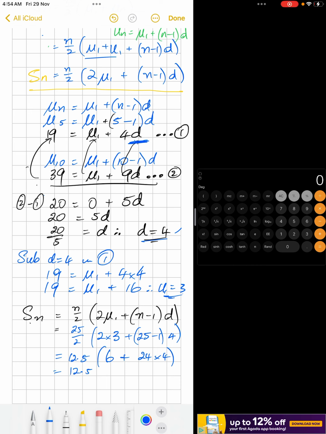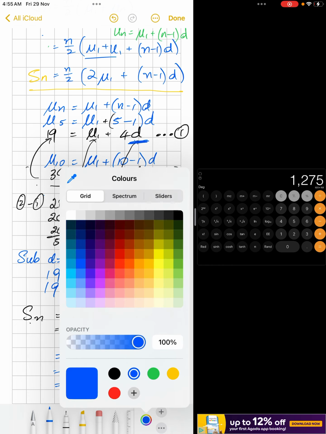So 12.5, you could do this on your calculator. So it's 12.5 times 102. And that's why we've got the calculator ready. 12.5 times 102, and we get 1,275.